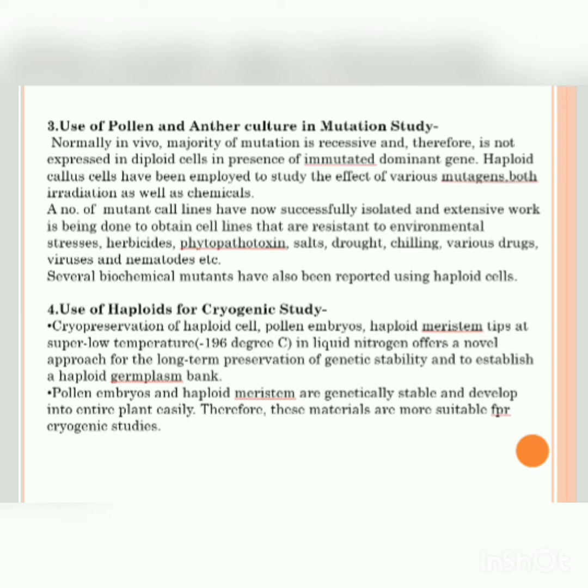The fourth is the use of haploids for cryogenic study. The cryopreservation of haploid cells, pollen embryos, and haploid meristem tips at super low temperature, that is minus 196 degrees Celsius in liquid nitrogen, offers a novel approach for the long term preservation of genetic stability and to establish a haploid germplasm bank. Pollen embryos and haploid meristems are genetically stable and develop into entire plants easily. Therefore, these materials are more suitable for cryogenic studies.